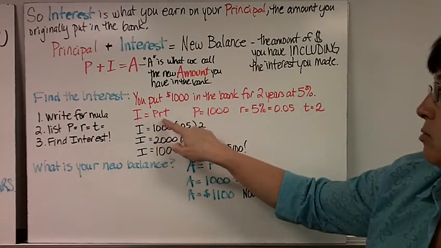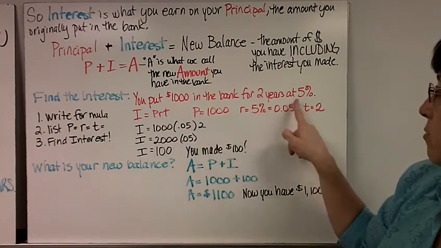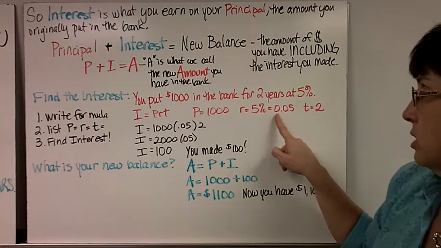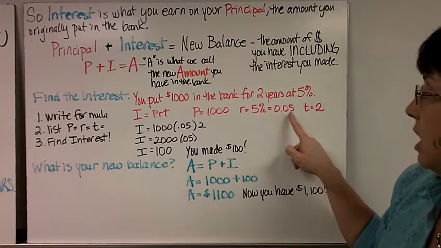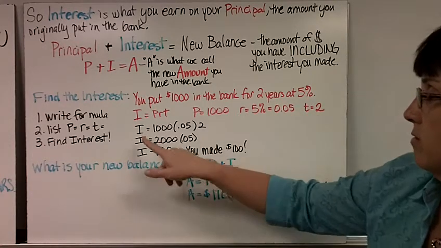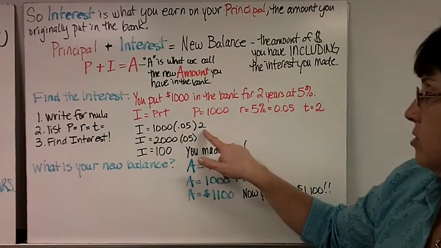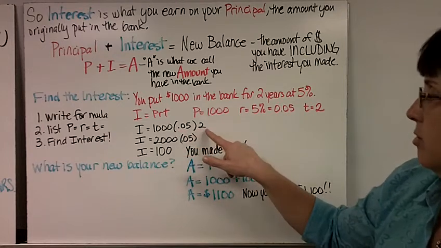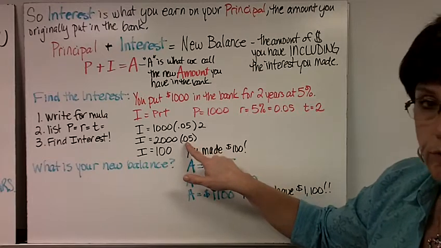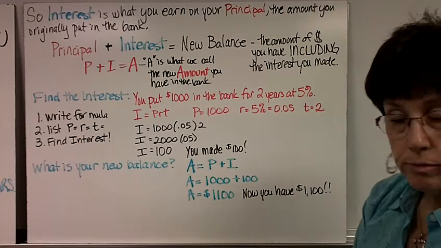So here's the formula. I equals PRT. Principal is 1,000. That's how much we put in. The rate is 5%. That's the interest rate, which 5% written as a decimal is 0.05, and the T is 2 years. So let's do our math. Fill in what we know. I equals 1,000 times 0.05 times 2. So I did 2 times 1,000 is 2,000, and then 2,000 times 0.05, and yes, you may use calculators, is 100. That means you made $100.